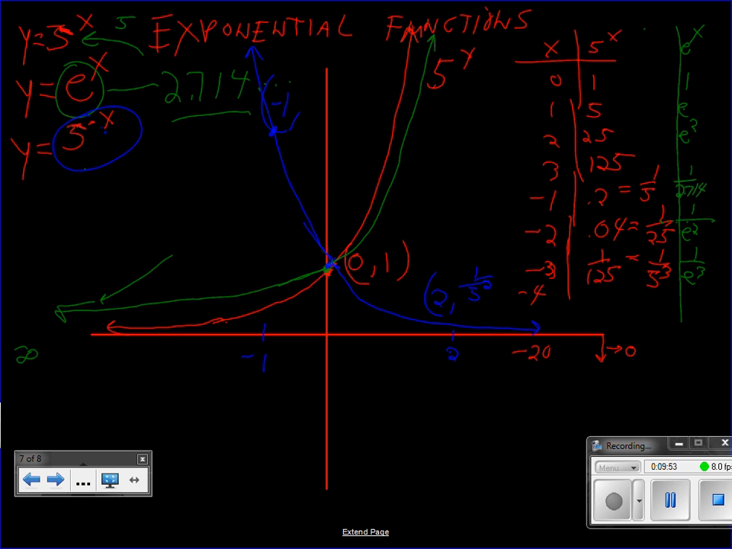And over here, let's call this minus 1. What happens when I put in a minus 1? Well, that's 5 to the negative minus 1, which is a positive 5. So this is minus 1, 5. Okay, so you see what happens when you put negative x. It reflects it. Again, it's going to take that and reflect it around the y-axis.